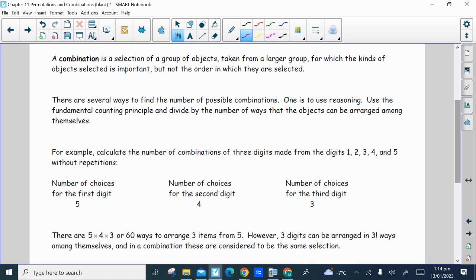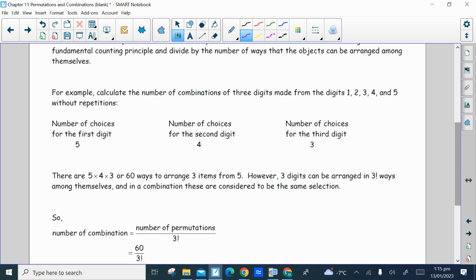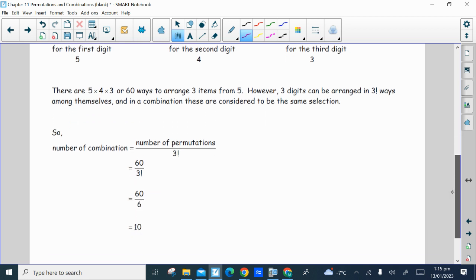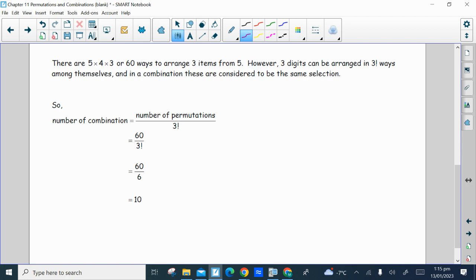So that will work. For example, calculate the number of combinations of 3 digits made up from the digits 1, 2, 3, 4, and 5 without repetition. So you'd have 5 choices for the first, times 4 for the second, times 3 for the third, which is 60 ways to arrange 3 items from 5. However, 3 digits can be arranged in 3 factorial ways amongst themselves. So if it's a combination, you take the number of permutations, which is 60, and divide by 3 factorial, and that gives us an answer of 10.